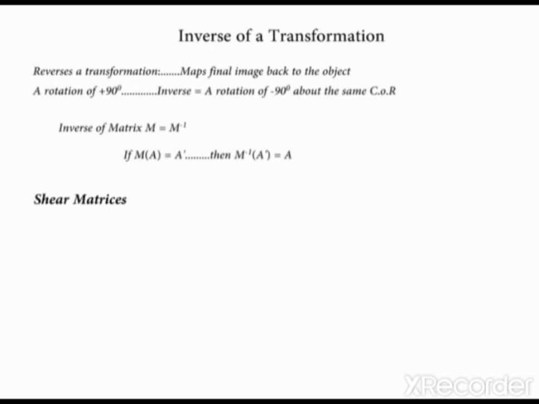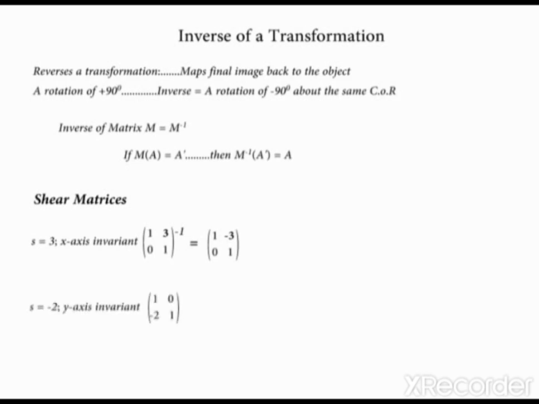For example, 1, 3, 0, 1 is a shear matrix of scale factor 3 and x-axis invariant. 3 represents the shear factor. The inverse of this matrix will be 1, negative 3, 0, 1. We change the sign of the element in the matrix representing the shear factor.